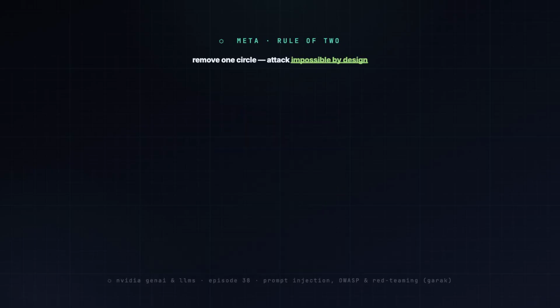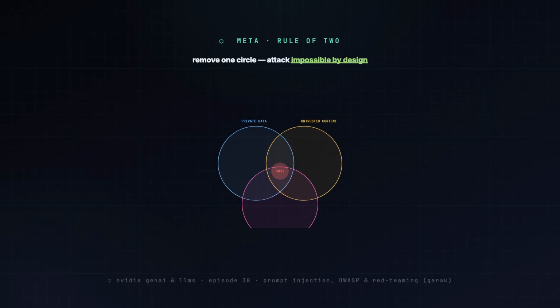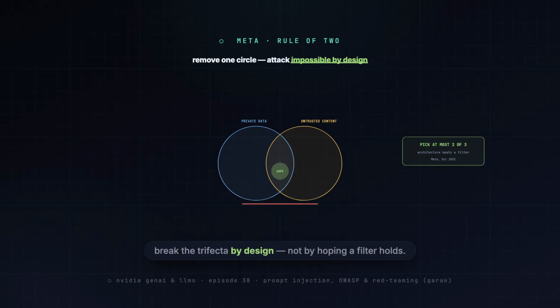The fix is not a smarter filter. It is architecture. Meta's rule of 2. In one session, allow at most 2 of those 3 capabilities. Remove any one circle and the attack is impossible by design. That is the difference between hoping a filter holds and making the theft structurally impossible.